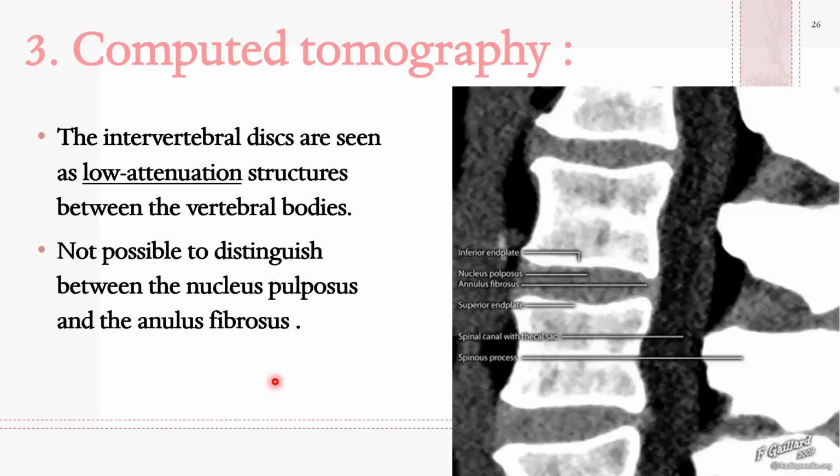CT. The intervertebral discs are low attenuation, and it's not possible to distinguish between the nucleus pulposus and the annulus fibrosus. Here are the vertebral bodies as seen in this CT image. This is the inferior end plate of the vertebra above with the superior end plate of the vertebra below. This is the nucleus pulposus with the annulus fibrosus, but we cannot distinguish between them on CT scan.